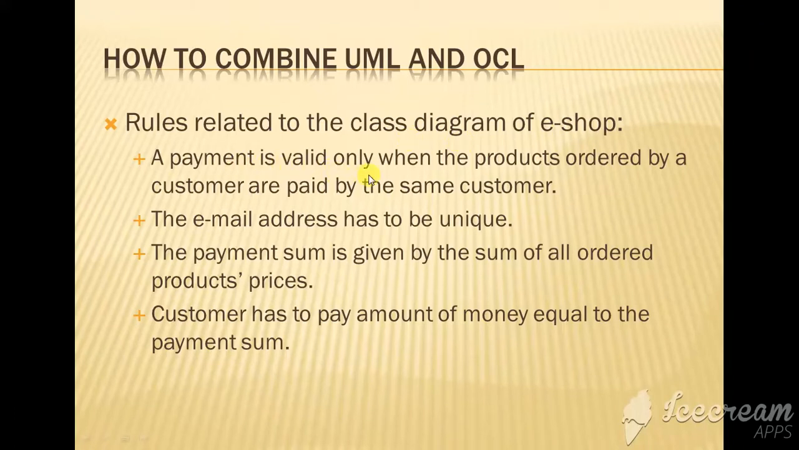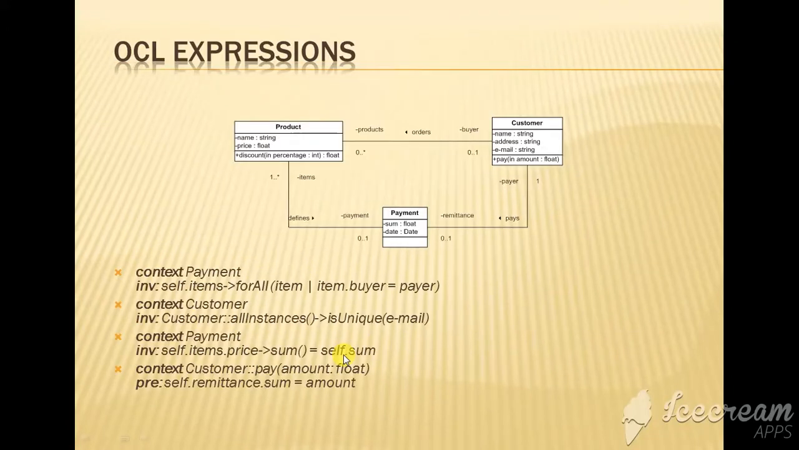A payment is valid only when the products ordered by a customer are paid by the same customer. The email address has to be unique. The payment sum is given by the sum of all the ordered products' prices. The customer has to pay an amount of money equal to the payment sum. Now the OCL expressions. See now how the ambiguity has been removed.